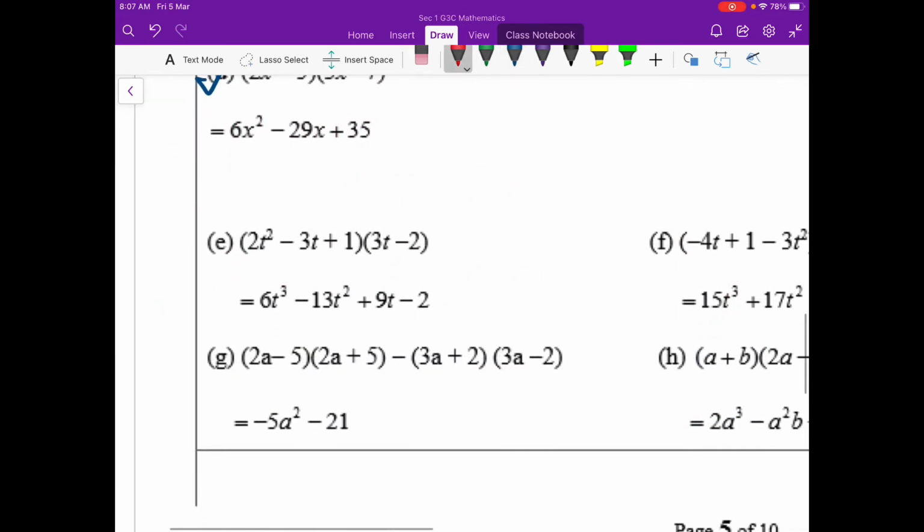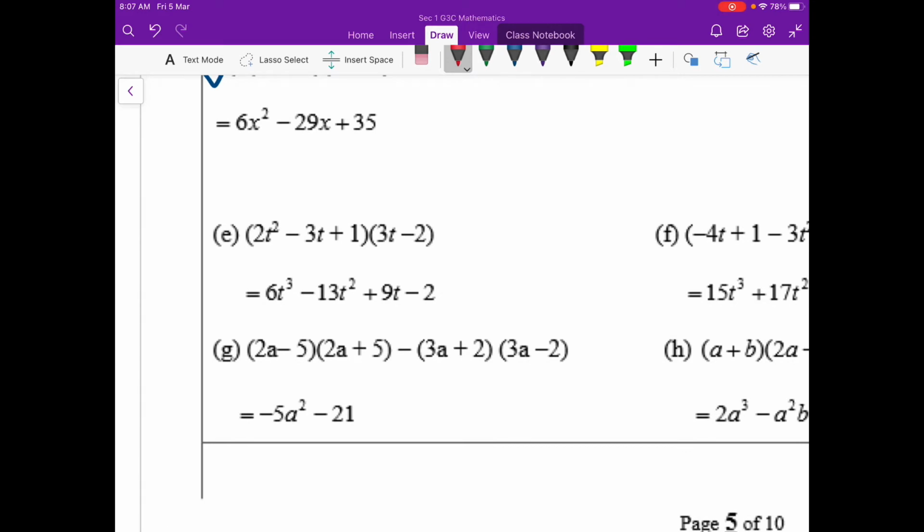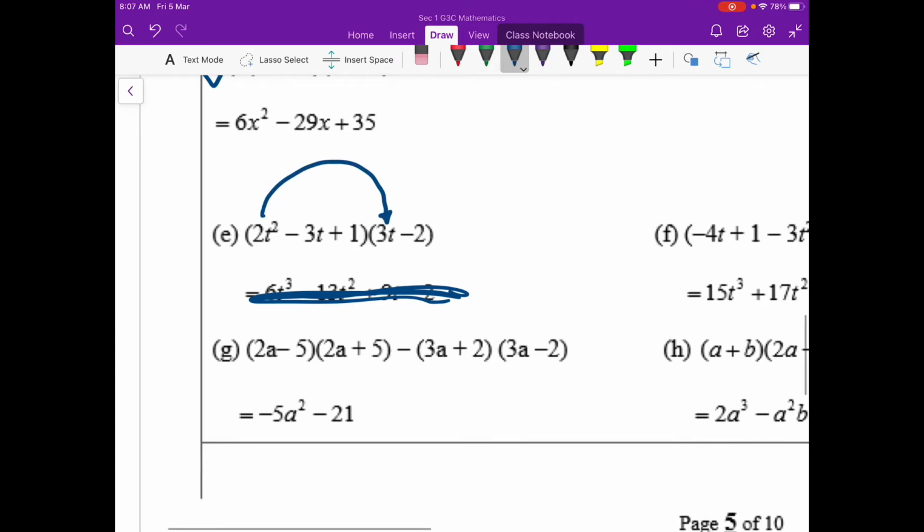Part E. Okay, part E is slightly different now. We have 3 terms in the left bracket, whereas there are 2 terms in the right bracket. It doesn't matter. The same idea still applies. 2t squared multiplied by 3t. So just carry on over here. We get 6t to the power of 3.